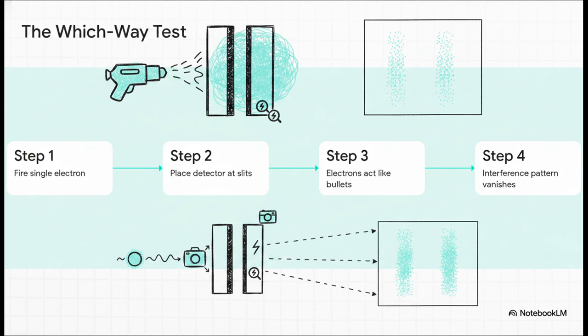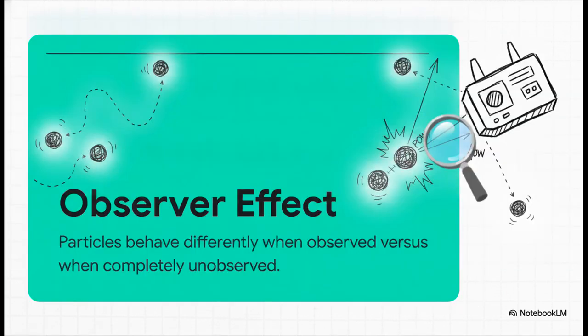The electrons stopped acting like waves. The interference pattern completely disappeared, and the electrons just formed two straight lines on the back screen, exactly like bullets. And this brought about the formulation of the observer effect. It means particles behave differently when they're observed versus when they're completely unobserved.